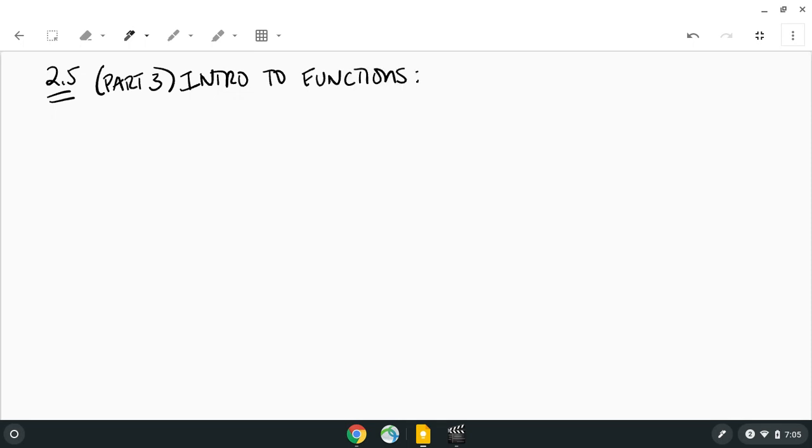We are covering part 3 here, where we take a look at graphing lines again. However, we are going to take a look at a different method of graphing where we do not make a table of values. Okay, so take notes. 2.5, part 3, intro to functions, graphing lines, revisited.